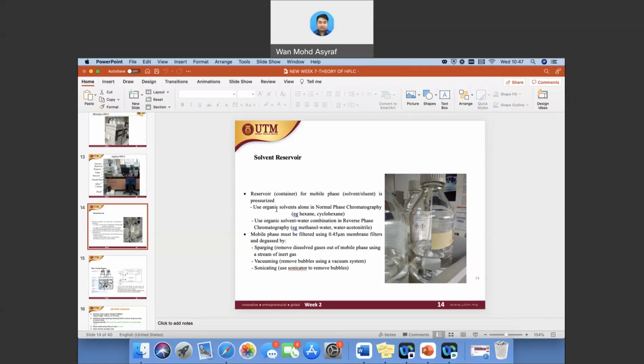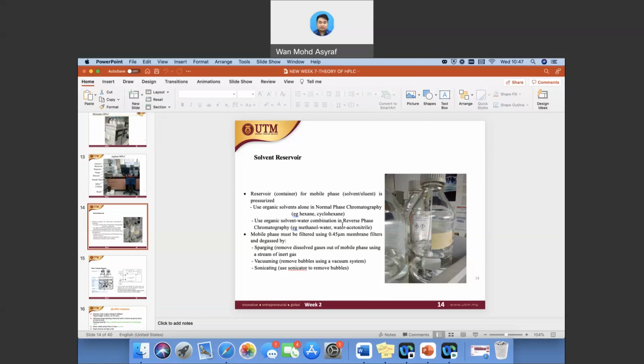So the use of organic solvents alone is in normal phase chromatography. Normal phase chromatography uses hexane or cyclohexane, because of its non-polar solvent or non-polar mobile phase. Then you use an organic solvent and water combination in reverse phase chromatography: methanol and water, or water and acetonitrile.